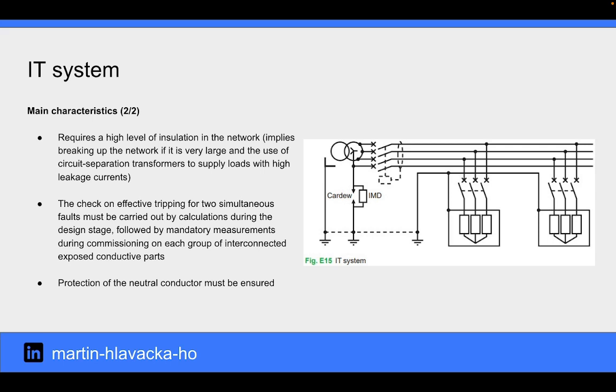The check on effective tripping for two simultaneous faults must be carried out by calculations during the design stage, followed by mandatory measurement during commissioning on each group of interconnected exposed conductive parts, and protection of the neutral conductor must be ensured.